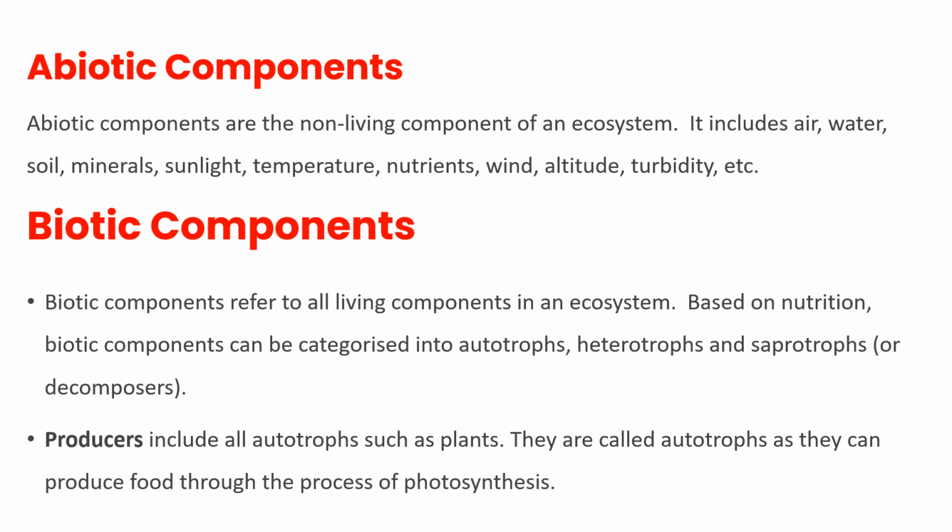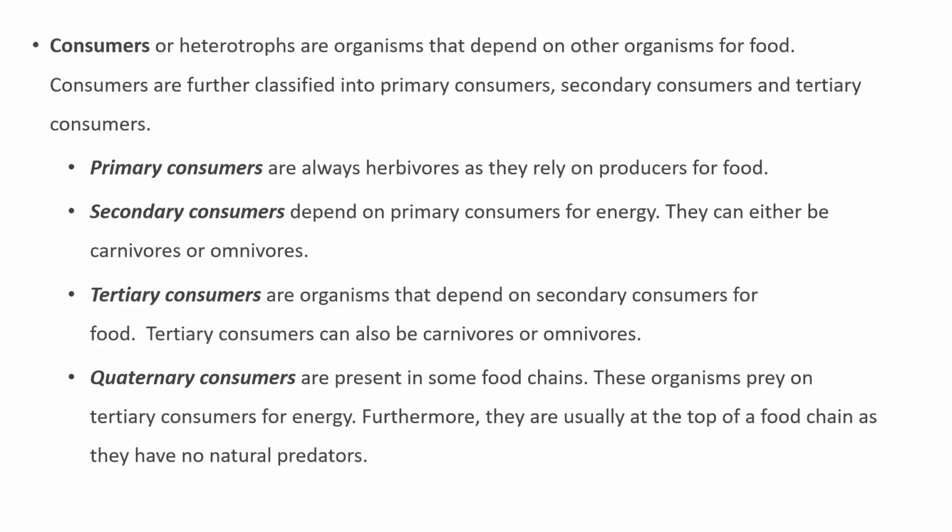What is a biotic component? A biotic component is basically the living component, that is, the living organisms that are present in an ecosystem. Based on nutrition, biotic components can be categorized into autotrophs, heterotrophs and saprotrophs or decomposers. Producers include all autotrophs such as plants. They are called autotrophs because they can produce their own food through photosynthesis. Consumers or heterotrophs are organisms that are dependent on other organisms for food. Consumers are categorized into primary, secondary, tertiary and quaternary consumers.